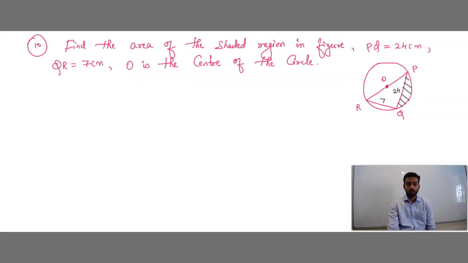See children, in this problem, what he has asked: find the area of the shaded region in which PQ is equal to 24 cm, QR is equal to 7 cm, O is the center of the circle. Children, look at the figure very carefully. We can see here O is the center of the circle. What is PR? PR is the diameter. The diameter divides the circle into two parts. Yes or no? Yes. If this is the diameter, we can see the upward region is completely plane surface, right?